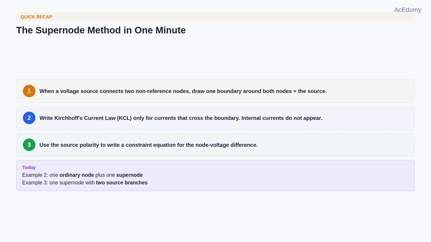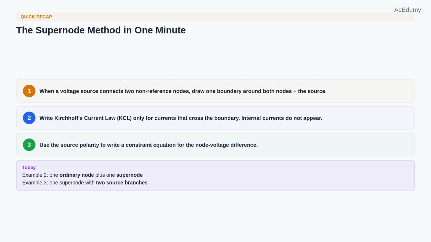In the previous lesson, we learned the core supernode idea. When a voltage source connects two non-reference nodes, we enclose both nodes and the source in one boundary, write Kirchhoff's current law for that boundary, and add one constraint equation from the voltage source.